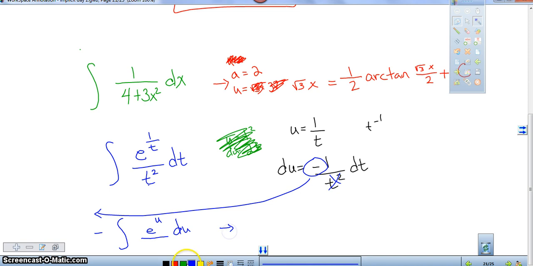And remember, when you integrate e, it's really exciting. You're going to get negative because of the negative in front. If you integrate e, you get just e. So I get negative e to the u. And if I substitute back in, I get negative e to the 1 over t power plus c. So there's some basic integration. Just a quick little review.